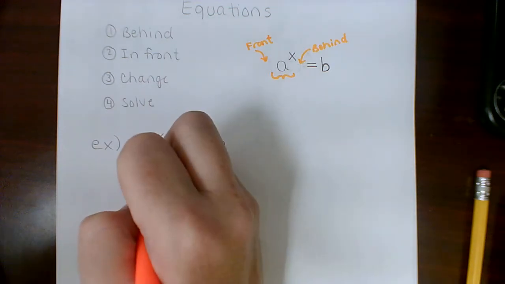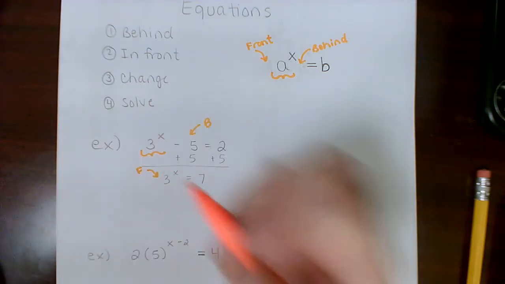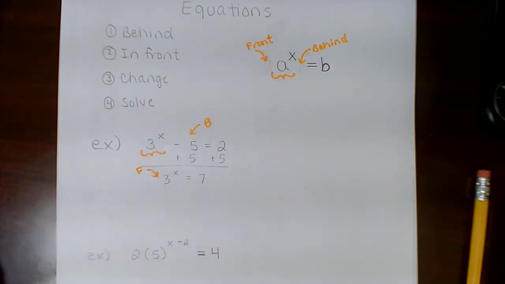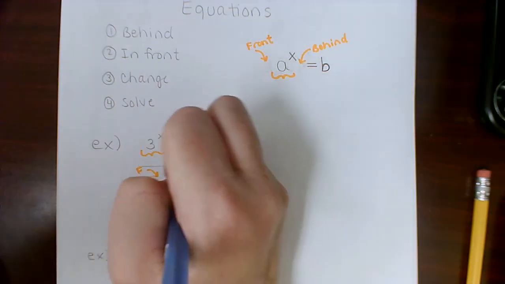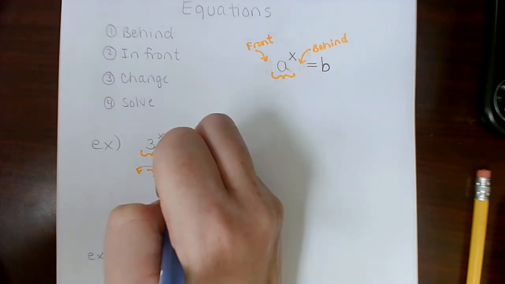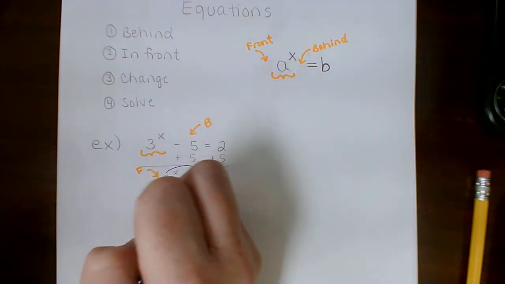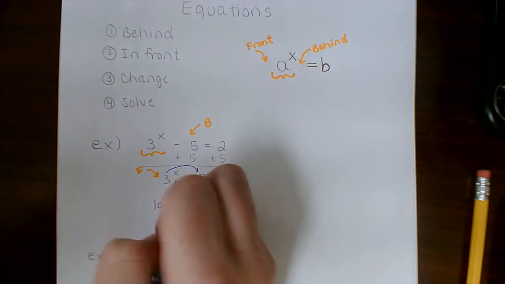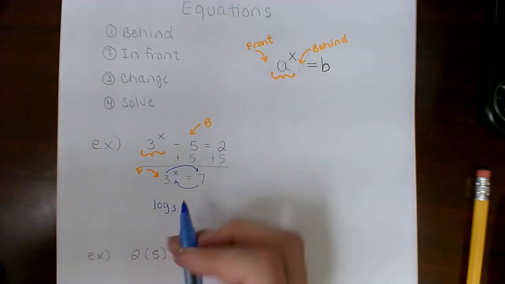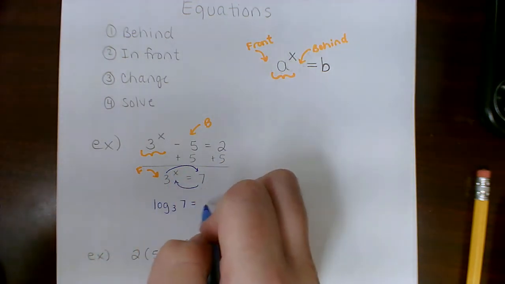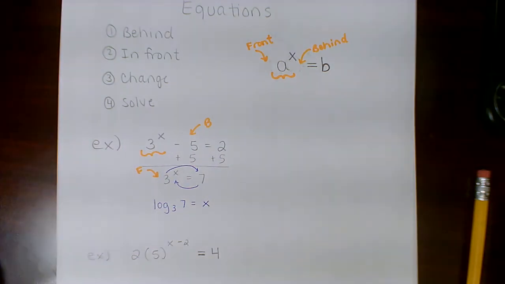Then we will check in front of. I do have a lot of students that mistake the 3 as a front number. That's not a front number. There has to be another number in order for there to be a front. So there is no front, which means I can move on to step 3, which is change. Change is when the arrows come in. Keep in mind that we are putting it into log form this time. So we're going to write log. The 3 becomes a baby number, followed by 7 equals x.